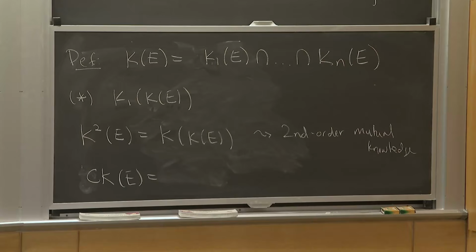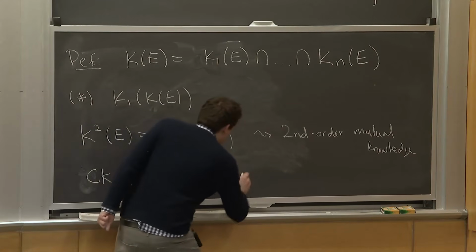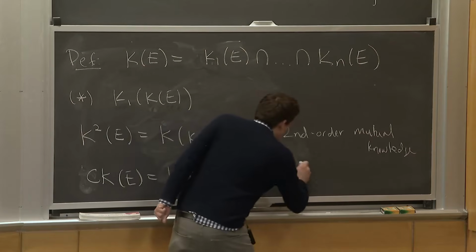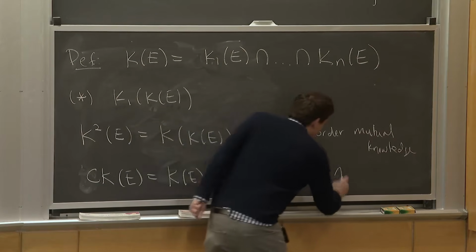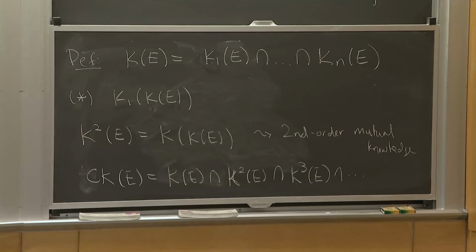Now we can formally define this thing that we've been informally talking about throughout the course. Ck of E is k of E intersect k squared of E intersect k cubed of E, and it goes on forever. So now we have a formal definition of common knowledge.